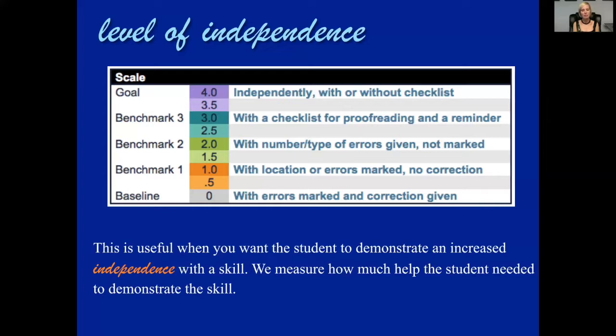Another thing I'd like to mention about level of independence is that oftentimes we provide what we would call accidental modifications. Let's say a student is having difficulty with writing and editing their writing, and so we send that student with the assignment to learning support, a resource room, a special education teacher, or an assistant to get help. That person provides a lot of prompts and a lot of support to bring the quality of work up.